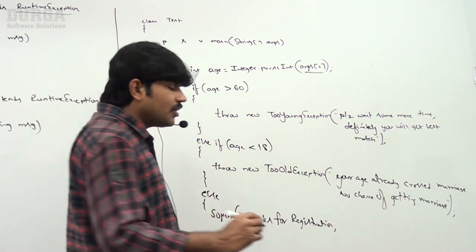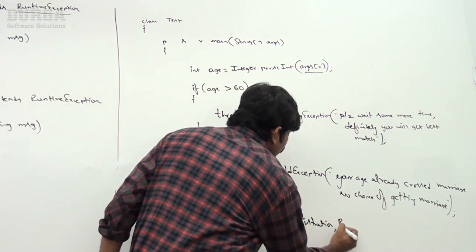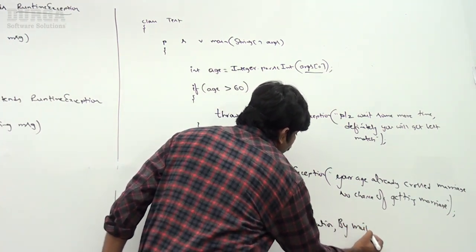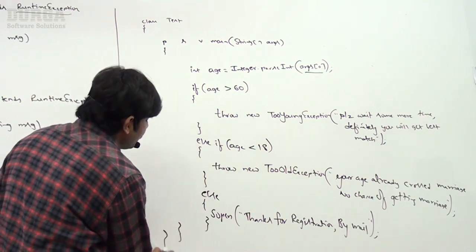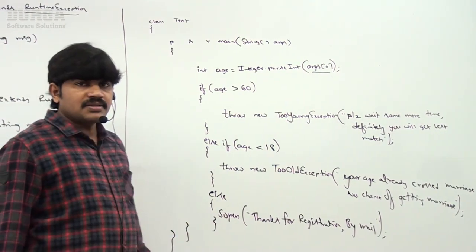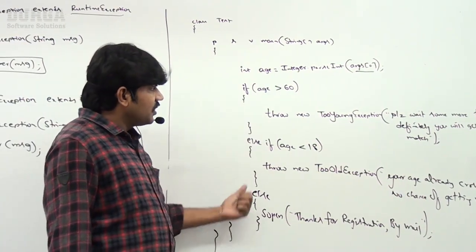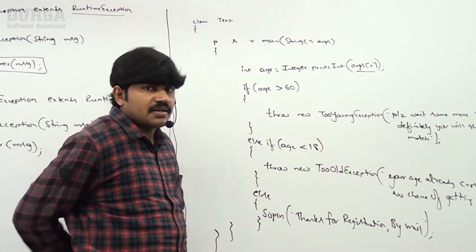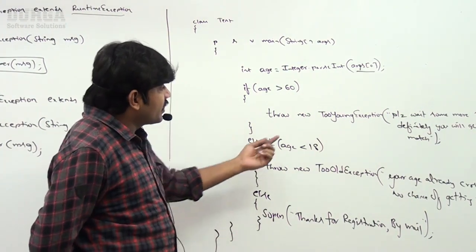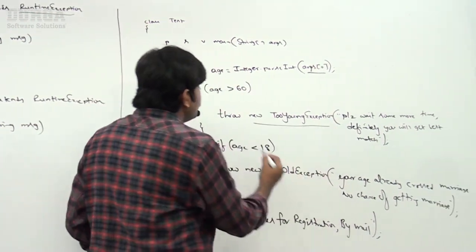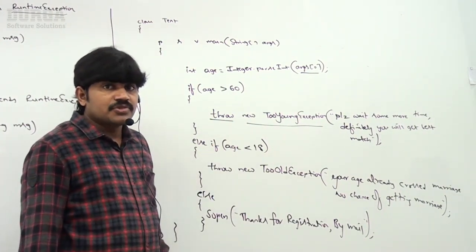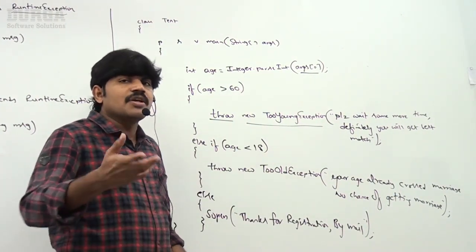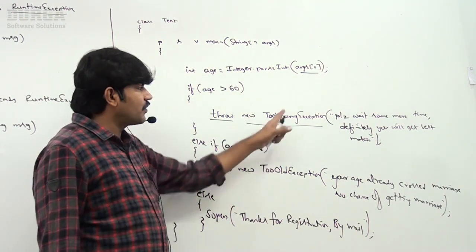You will get match details by mail. End of the main method, end of the class. That's all. A simple example, you people can understand how you can create our own exception, how you can raise our own exceptions to the JVM.